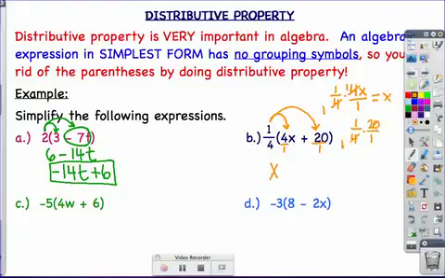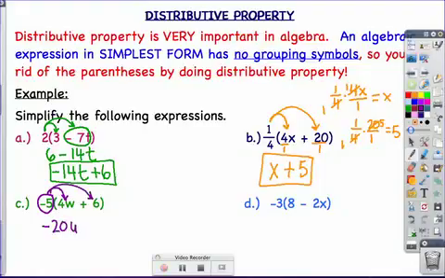For part C, we distribute in the 5, the whole term, to both 4w and 6. So we get negative 20w minus 30. Part D, again, I like to circle the negative so I don't lose track of it. And then I distribute to get negative 24 plus 6x, which in the standard form of a polynomial is 6x minus 24.